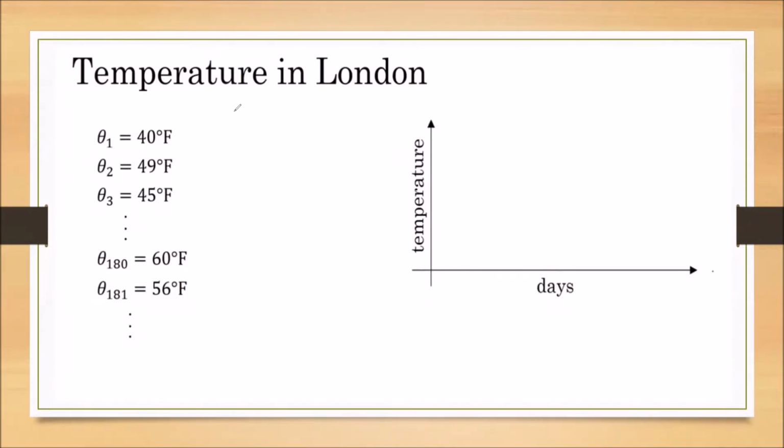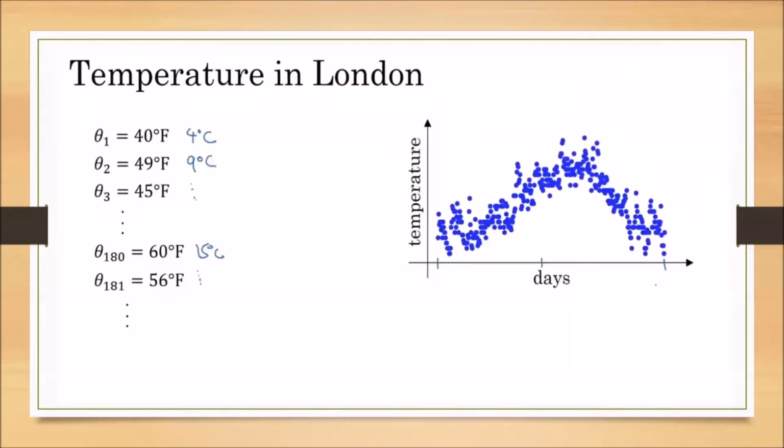We are taking the temperatures in London. These are the 1 year temperatures. The first day temperature is 40 degrees Fahrenheit, and the second day temperature is 49 degrees Fahrenheit, and some 180th day temperature is 60 degrees Fahrenheit, 181st day 56 degrees Fahrenheit. Now we are representing that in Celsius. So 4 degrees Celsius, 9 degrees Celsius, and 50 degrees Celsius.